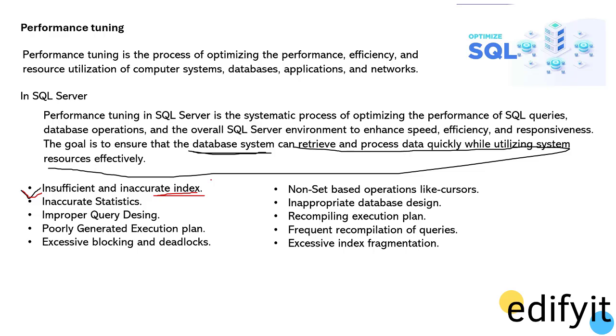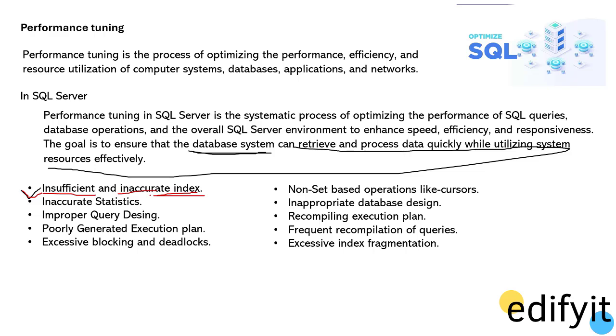Each row has a unique ID, that is the index. Based on that index, the database helps us respond or give the result in a quicker way. When we say insufficient, for example, we have a table and in that table we don't have the required indexes. For example, we are using a date column or an ID column, and the index is not there, but an index is there on the other columns. So this is insufficient.